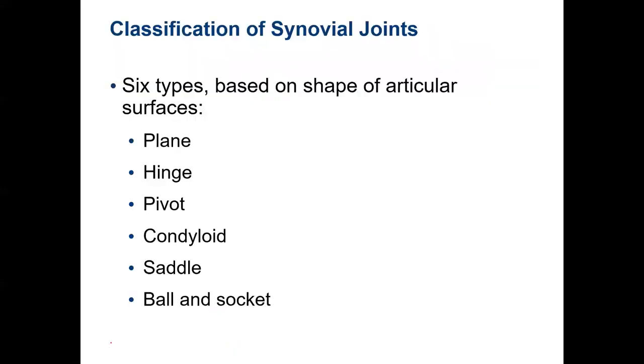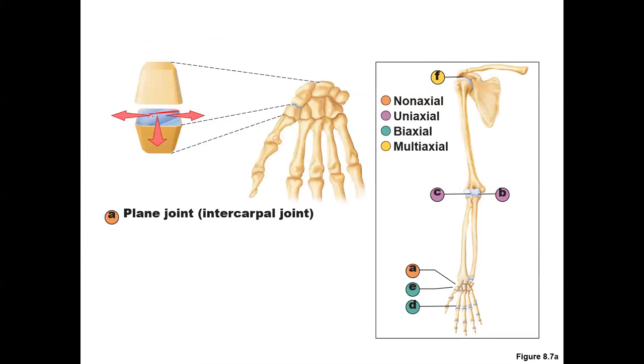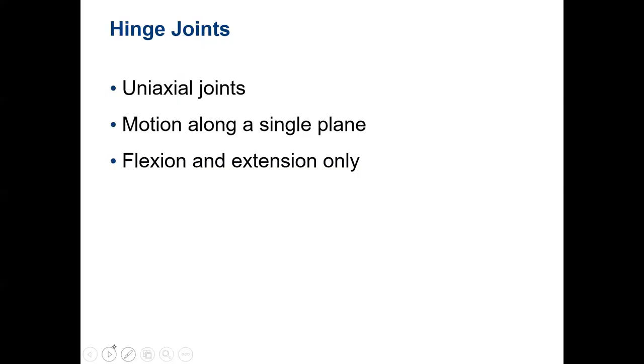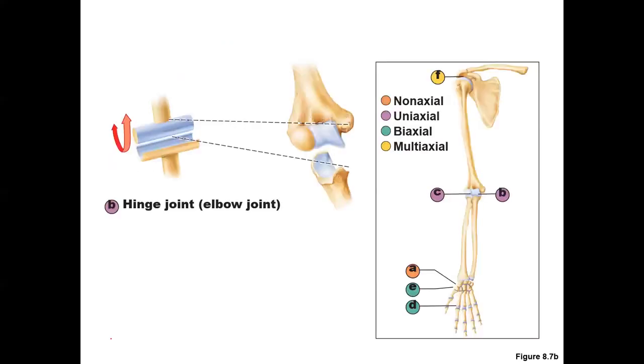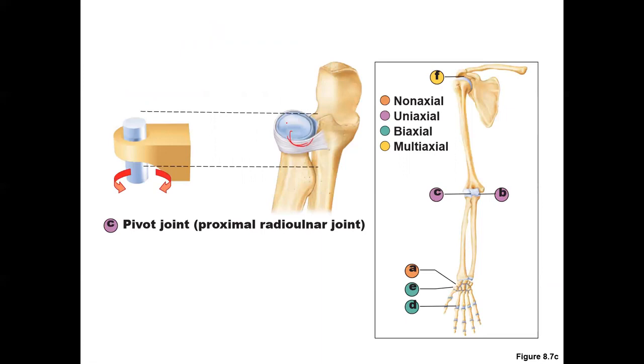Synovial joints can also be classified on the shape of the surfaces. Plane joints are non-axial joints where we get gliding motion. Hinge joints are just what they sound like, the elbow. Hinge joint, flexion and extension only, uniaxial joint. Pivot joints, you have the rotation of a bone. So there's the pivot joint, the radius and the ulna.